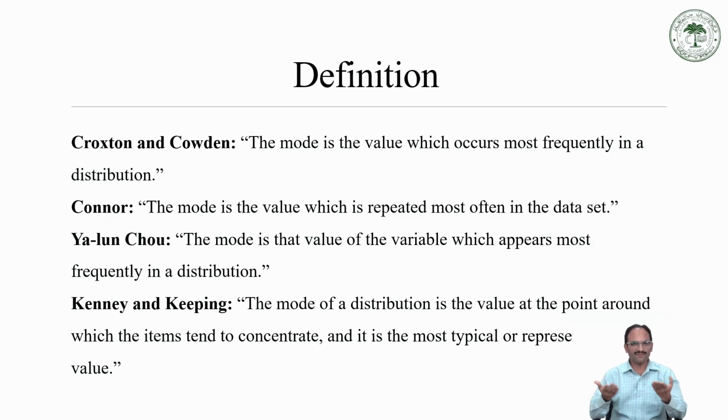Coming to the second definition, a repetition of certain kind of the first definition. Mode is the value which is repeated most often in the data set. So simply we count which data has repeated itself most number of time. Coming to the third definition, the mode is that value of the variable which appears most frequently in a distribution. And the last definition, the mode of a distribution is the value at the point around which the items tend to concentrate, and it is the most typical or representative value. So here the typical or representative value will be that number which is occurring most of the time.